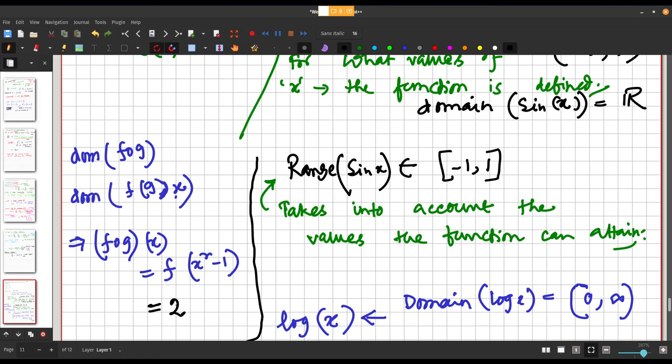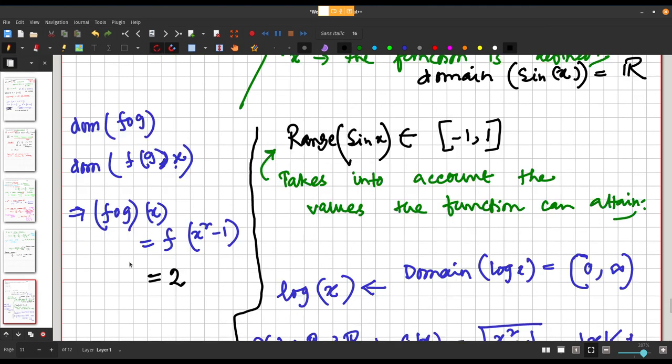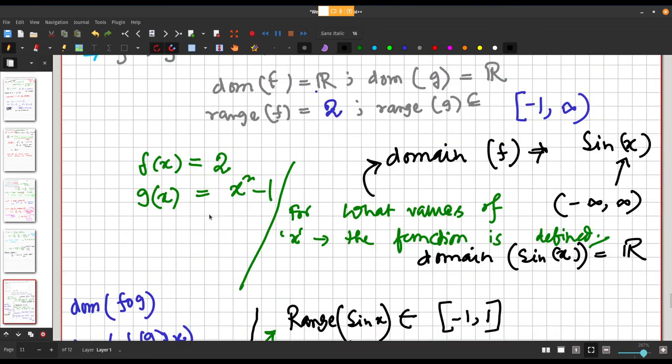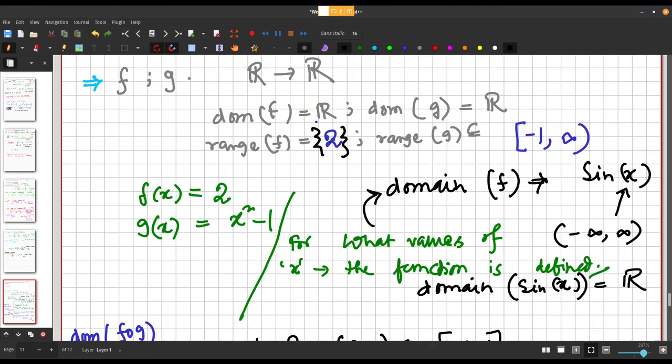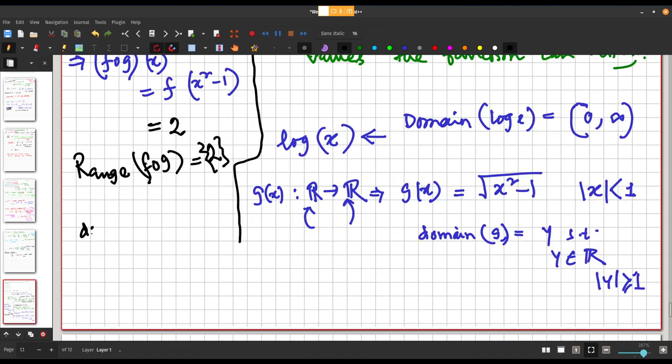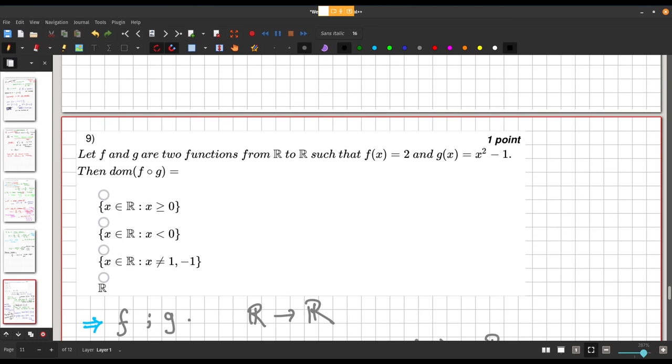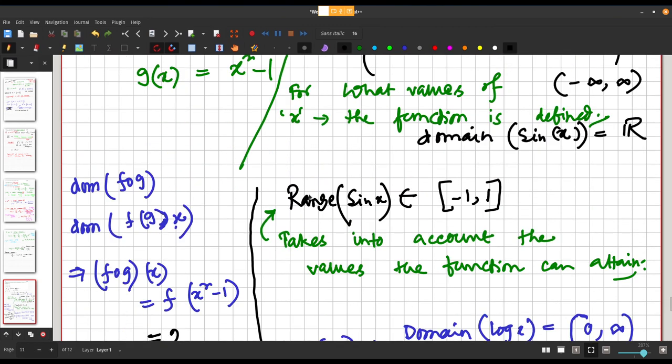Since our final function is a constant function, the range of this f o g will actually be 2. And the domain will be the domain of g, which is the set of real numbers. So if we look at the given options here, we see that this is the correct one. Okay, so I think this problem is answered.